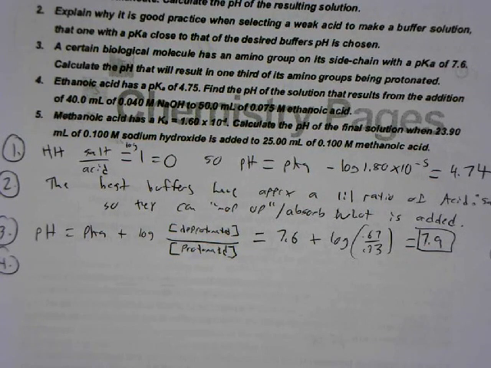Okay, number 4. A lot going on here. Ethanoic acid with a pKa of 4.75. Find the pH of the solution that results from the addition of 40 milliliters of 0.040 molar NaOH to 50 milliliters of 0.075 molar ethanoic acid. A lot going on here, right? So we know there's going to be rice involved. What else is going to be involved? Henderson-Hasselbalch, buffers. It's everything. Because salt is NaOH.